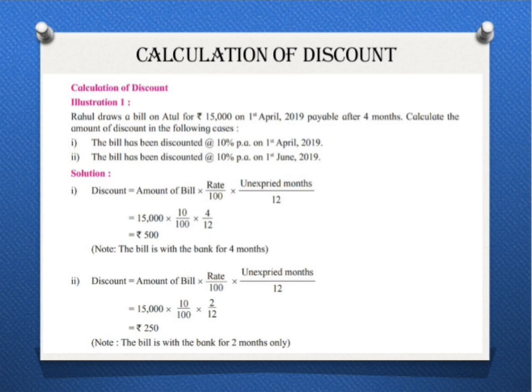Second case, the bill has been discounted at the rate of 10% per annum on 1st June. Now what we have to do, the amount of the bill is 15,000 into 10%, and from 1st June it comes to 2 months, and the bill is with the bank for 2 months only. Amount of discount comes to rupees 250.